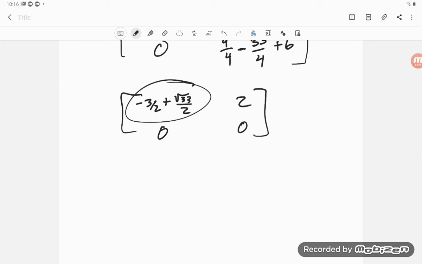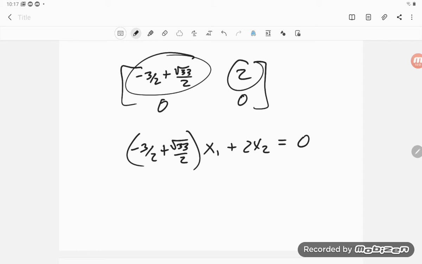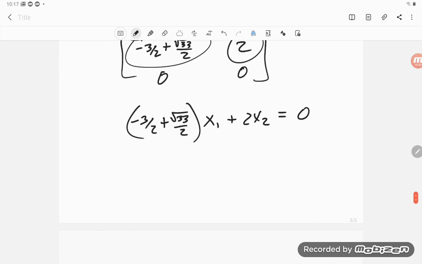And now I just need a vector here, a solution for this. So right at this point, what this says is negative 3/2 plus the square root of 33 over 2 times x1 plus 2x2 is equal to 0. That's the result of doing my row reduction.